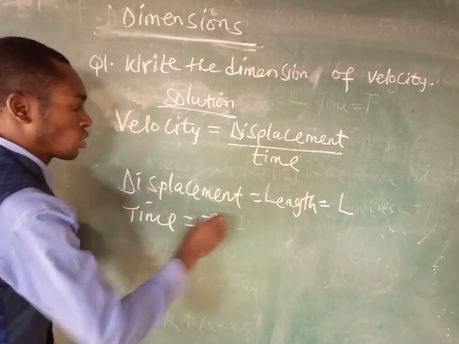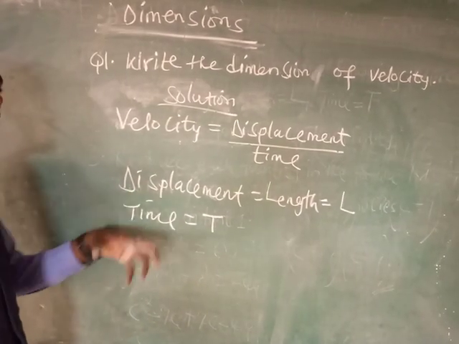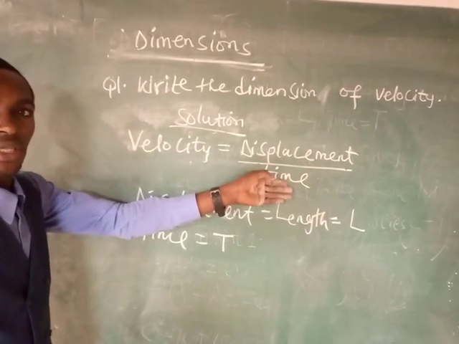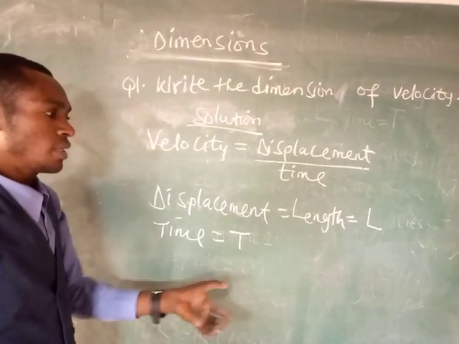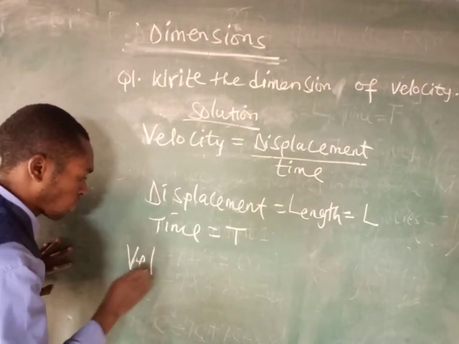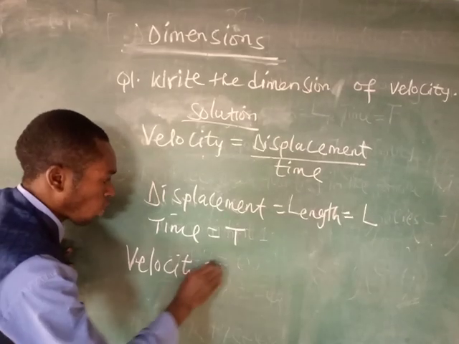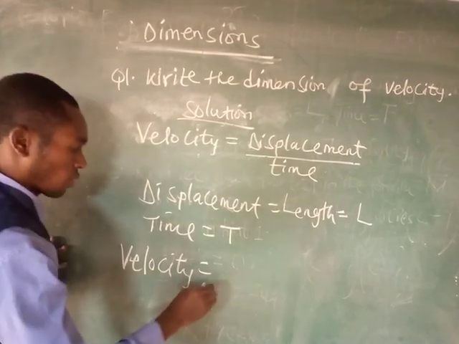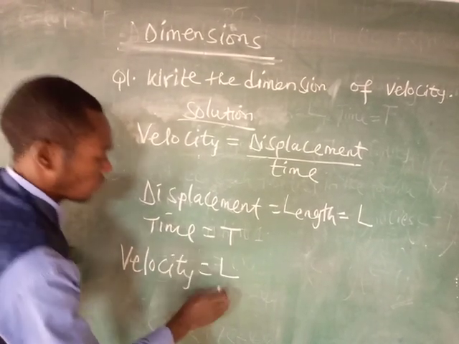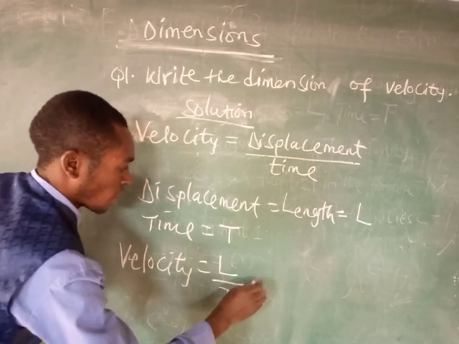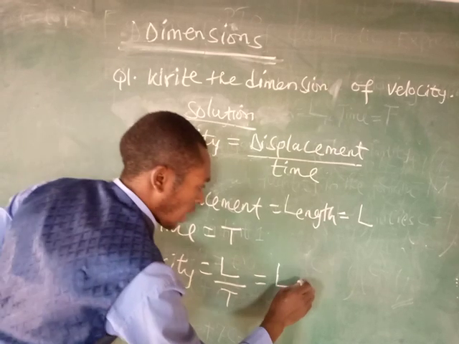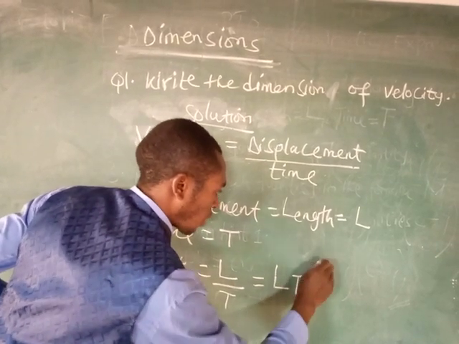So what we're going to do, don't forget, the third hint says you should replace the quantities here. This is a quantity, this is a quantity. Replace these quantities with the fundamental quantities. So we're going to now have velocity, which is equal to displacement, which is L, which is length. And then we'll have time over time, which is T. And you can leave it like this, or you write it as L T raised to the power of -1.